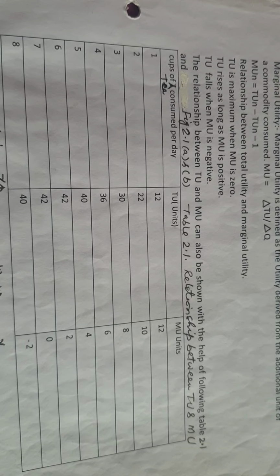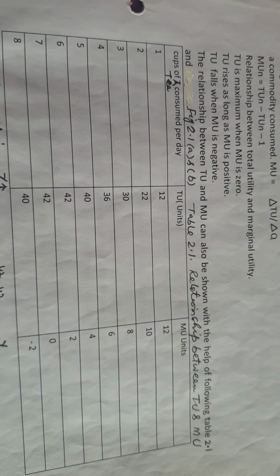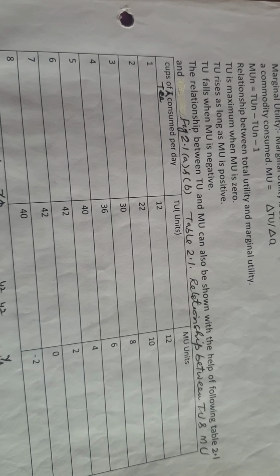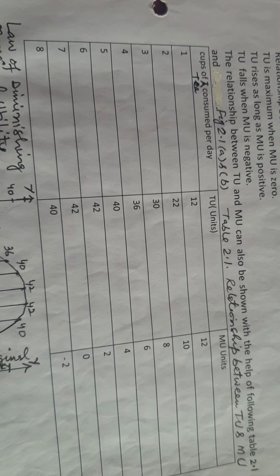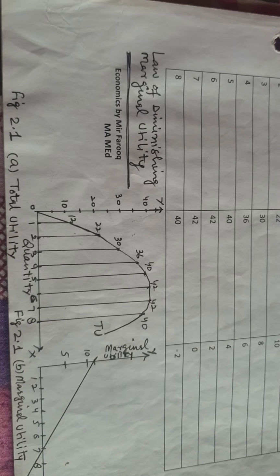Now, dear students, today we will be discussing the relationship between total utility and marginal utility. As discussed in the earlier class, total utility is maximum when marginal utility is zero. Total utility rises so long as marginal utility is positive, and total utility falls when marginal utility is negative. This relationship can further be explained with the help of the following table and diagram.